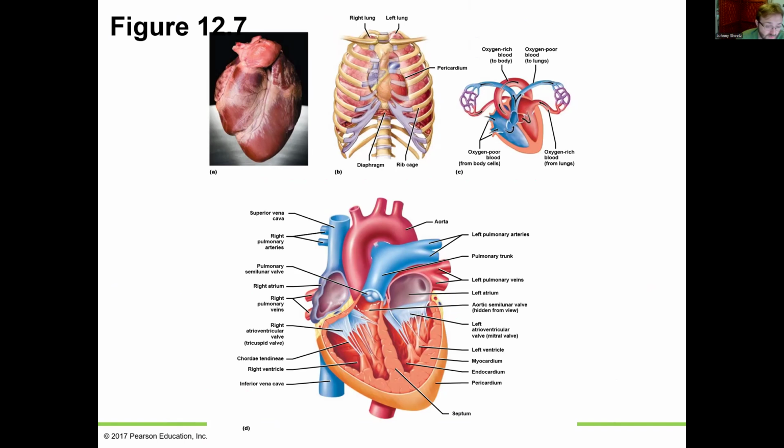So here are the structures of the heart. Here you can see the septum in the middle, the double chambers. Here are going to be our atrial reception chambers. So these are the left atrium, right atrium, superior vena cava, pulmonary veins, aorta.